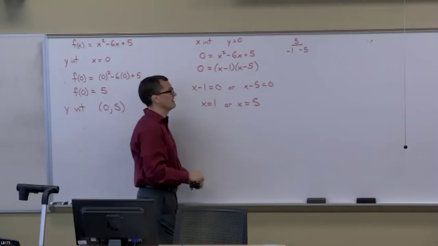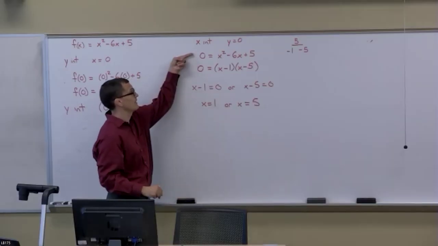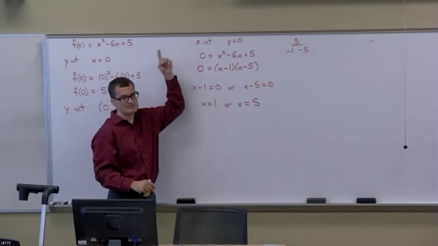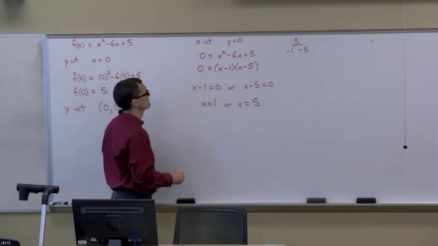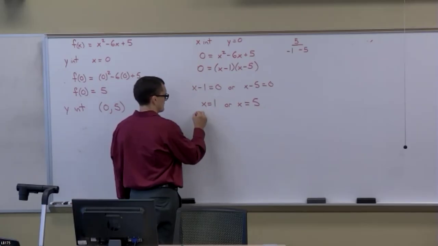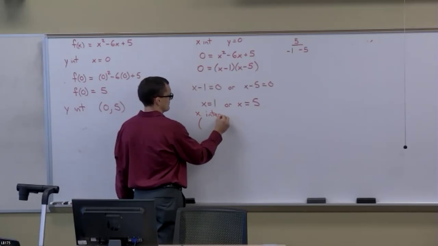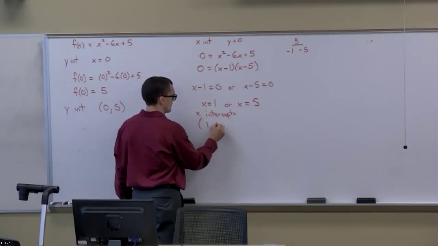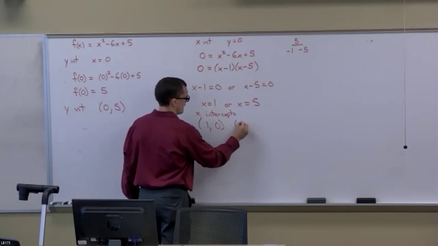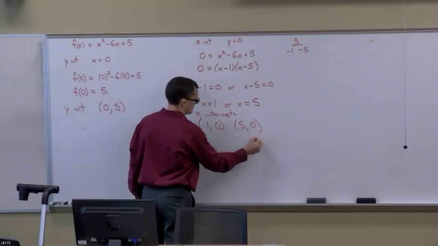So 1 and 5 are the solutions to this equation, but technically it asks me for my x-intercepts. So x-intercepts are the points (1, 0) and (5, 0).